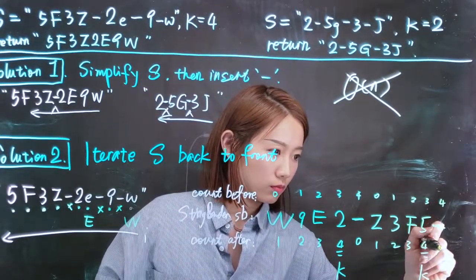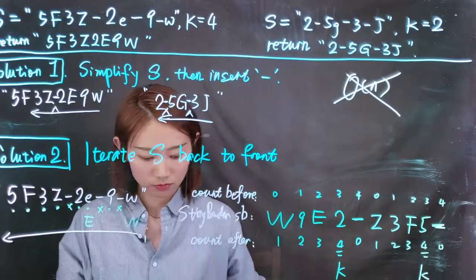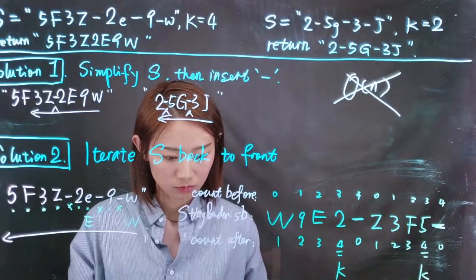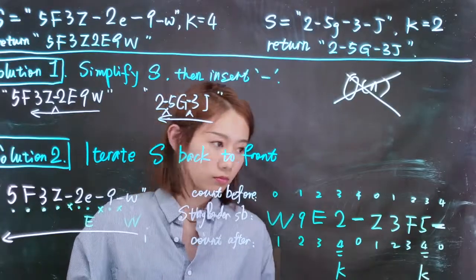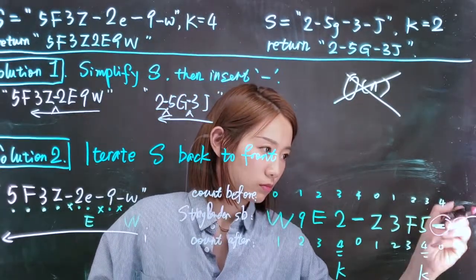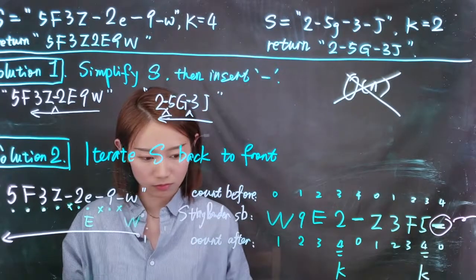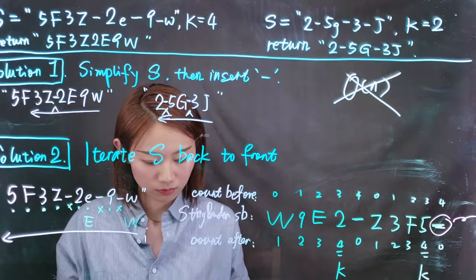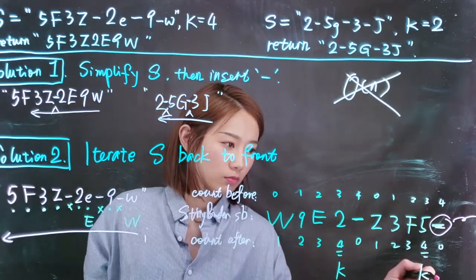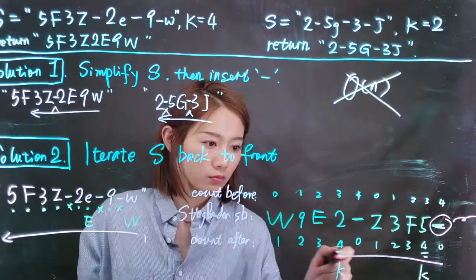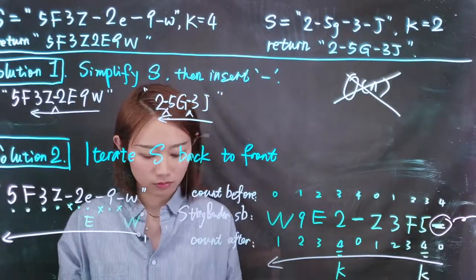Well, after the loop, it's possible that we will have an extra dash at the end that we don't want. So check if the character at the end is a dash. If it is, remove it. Don't forget to check if the string builder is empty before you do that, because if it's empty, there will be no character at the end. The last step for this solution will be to reverse the string builder and return it as a string.